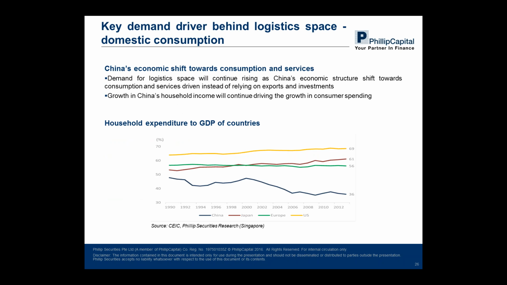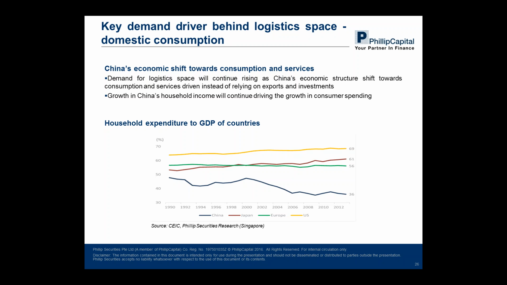Okay, we just touched on a bit about it. Let's try to understand more about the demand driver that is driving the take-up for logistics space. As the slide has mentioned, the key demand driver behind logistics space is actually domestic consumption. And we see that demand for logistics space will continue rising as China's economic structure shifts from one that is traditionally dependent on exports and investments to one which is dependent on consumption and services.